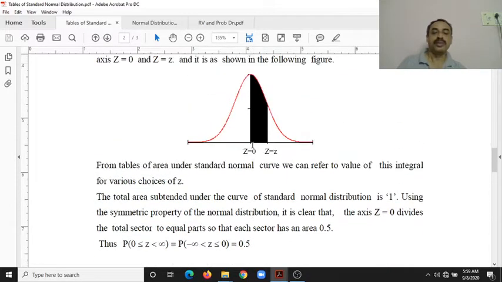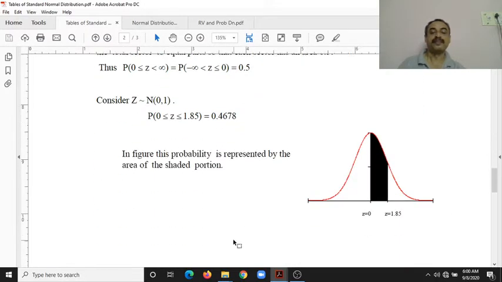Now, as we know, this standard normal curve is symmetric about z equals 0. The total area will be divided into two equal parts with reference to the line z equals 0. That is, from minus infinity to 0, the area will be 0.5, and from 0 to infinity, the area will also be 0.5. That is, the sectors 0 to z and minus infinity to 0 have area 0.5.